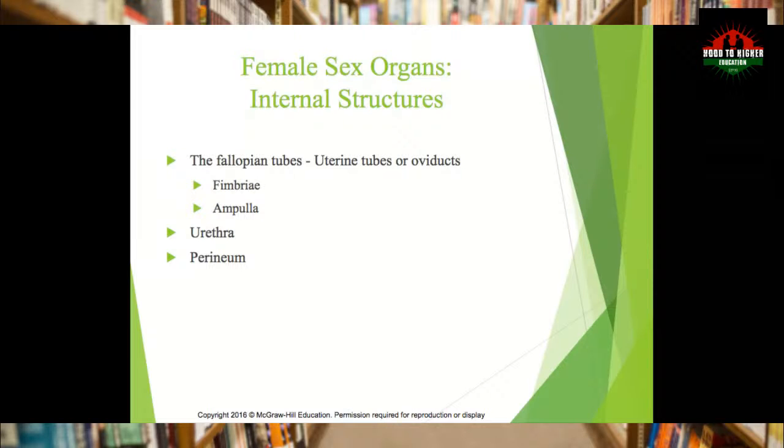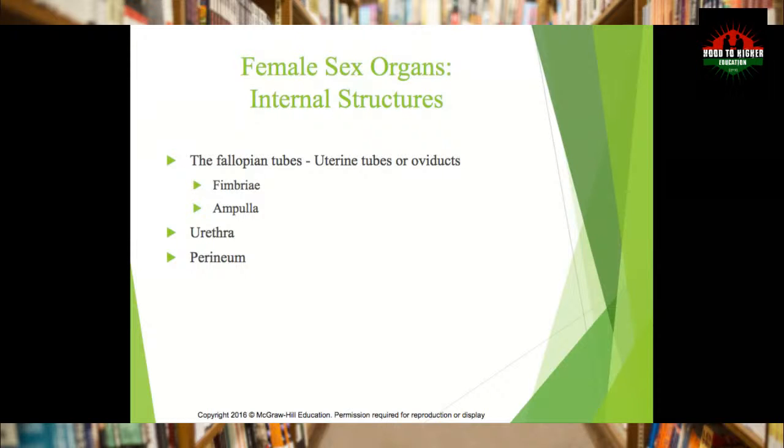Tiny hair-like cilia on the fimbriae and the ampulla become active during ovulation. Their waving motion, along with the contractions of the walls of the tube, transports the oocyte that has been released from the ovary into the fallopian tube. Just within the infundibulum is the ampulla, the widened part of the tube in which fertilization normally occurs, if sperm and the oocyte are there at the same time.